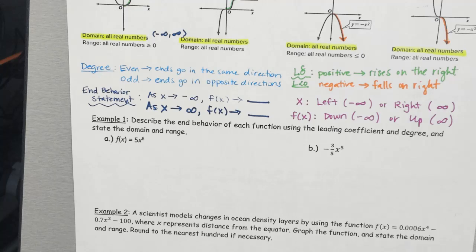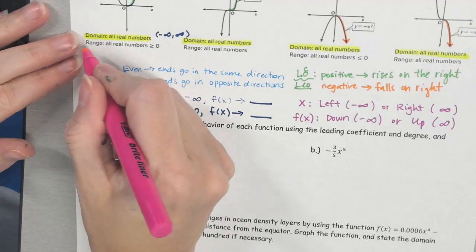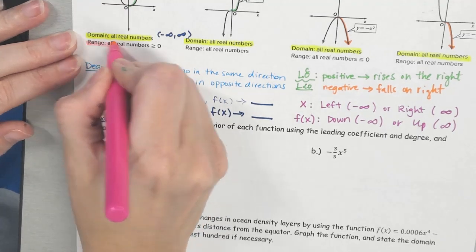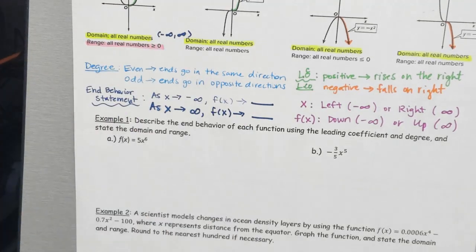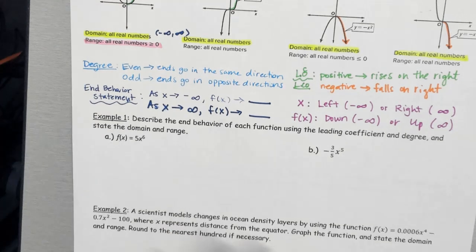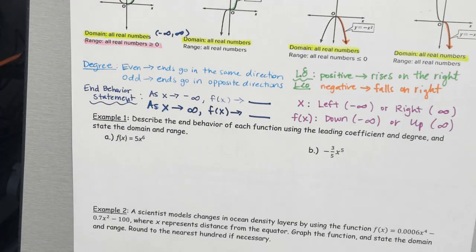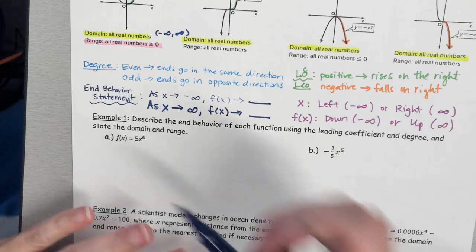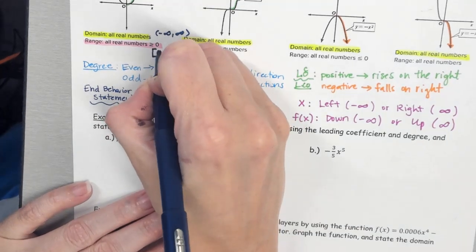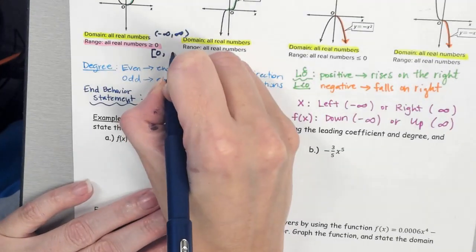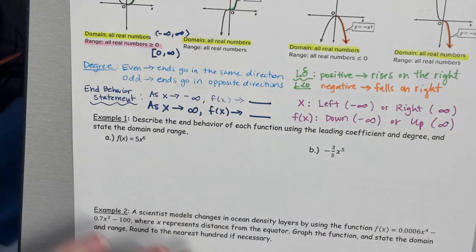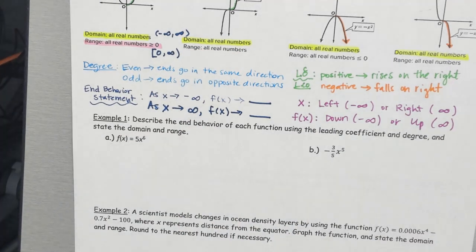And then for your range, you have some different options. The first one is all real numbers that are greater than or equal to 0, because they're all at 0 or above. So at 0, you would need a hard bracket because it includes it. And if they're all above, it goes to infinity. You might remember that from our early days in chapter 1 when we were doing a bunch of domain and range.